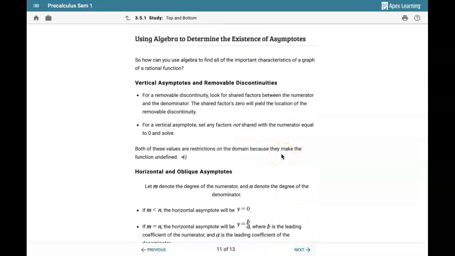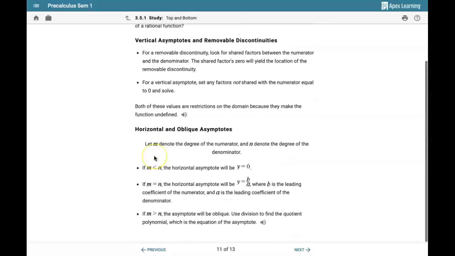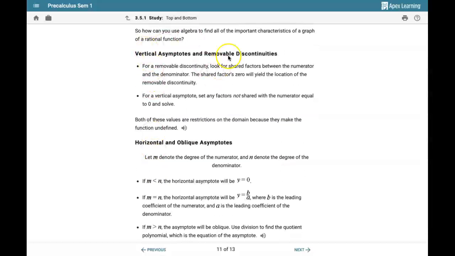And this is the slide that I think is really, really crucial. It wraps it all up for us, using algebra to determine the existence of our asymptotes for our different rational expressions. So if we go down to vertical asymptotes and removable discontinuities, again, this is anything that's going to make that denominator 0.